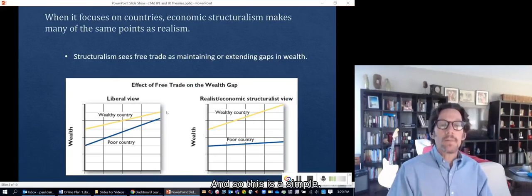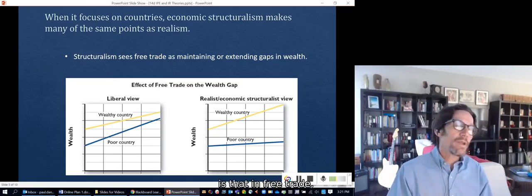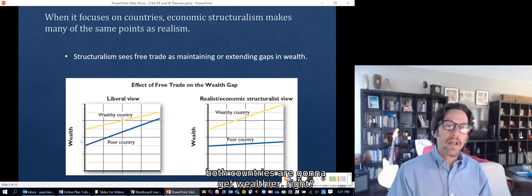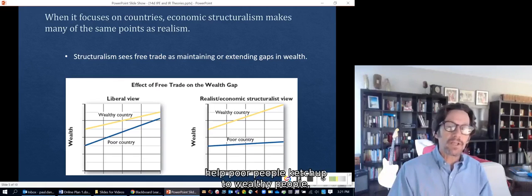Okay. And so this is a simple diagram that comes straight out of the book. The liberal view of trade and of the free market in general is that in free trade, both countries are going to get wealthier, right? But the poor country is going to catch up over time. And liberals are fine with that, right? Because that makes everybody better off. Liberals, I should point out, are also going to say the same thing within countries, that free markets are generally going to help poor people catch up to wealthy people, largely because their wages are expected to grow faster. Now, there's some real serious criticism as to whether that, in fact, is what takes place in the world.